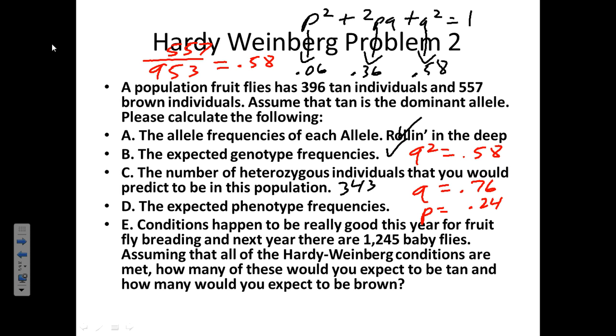The expected phenotype frequencies. How many phenotypes are there? 2, tan and brown, right? And both of these are going to be what? Yeah, they're going to be tan, because tan's dominant. This is brown. It's recessive. So what are our frequencies?